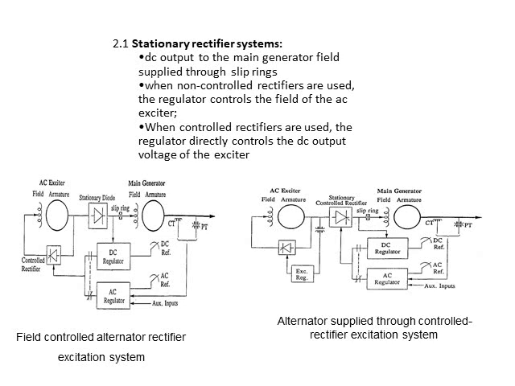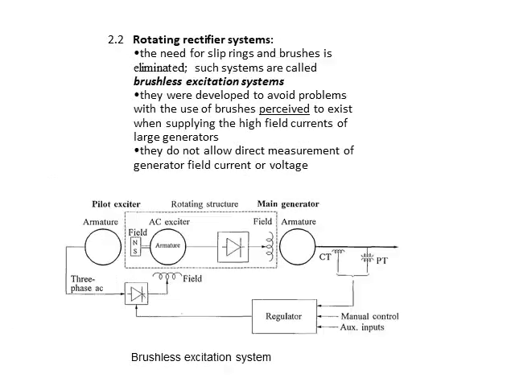As you can check from the diagram, you can get a clear picture of what I mean. Those are the two diagrams for the field controlled alternator rectifier excitation system and the alternator supplied through controlled rectifier excitation system. Then we have the rotating rectifier system.